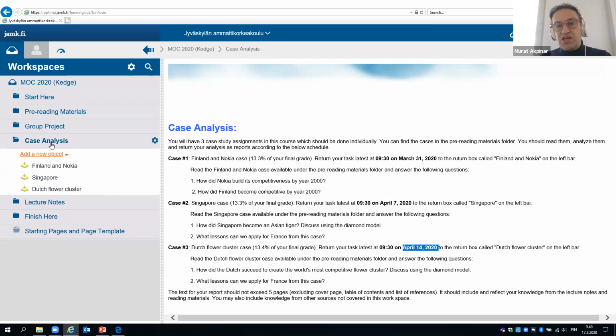So that is the biggest change in our structure. There will be no exam, but rather you will be writing individually reports about the three cases, which you will be submitting at the given dates to the return boxes that are on the left bar here under the case analysis folder.